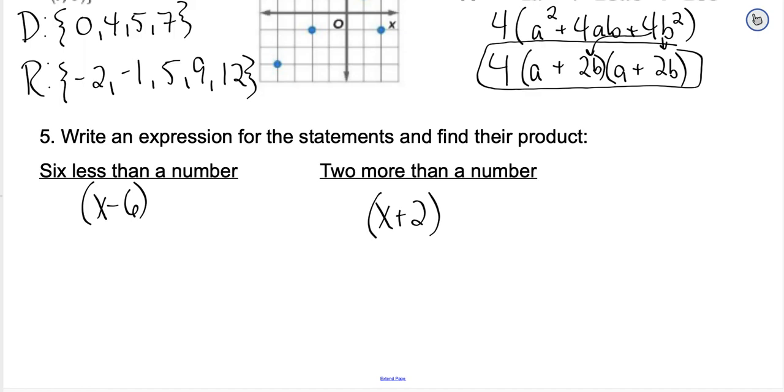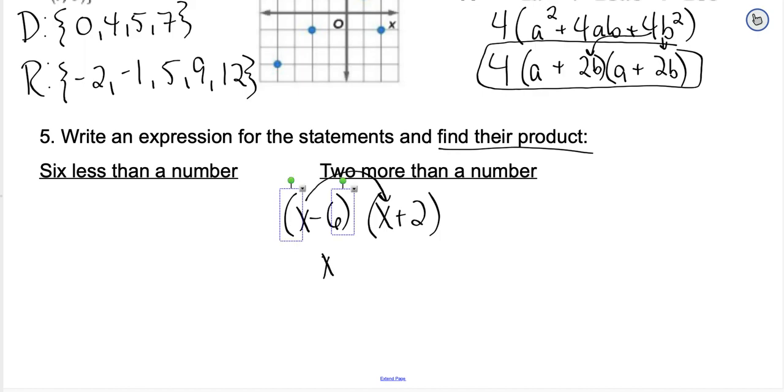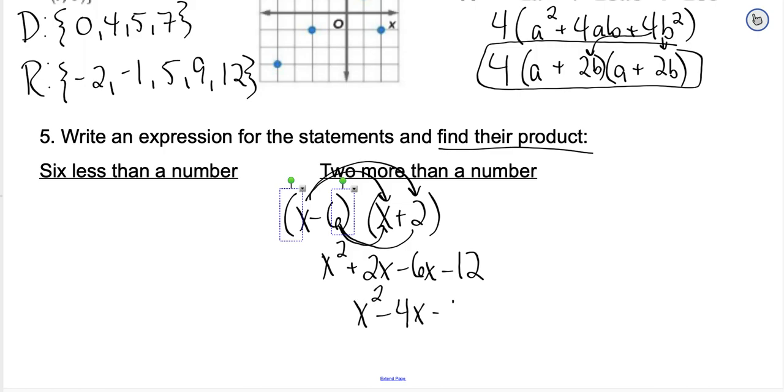That one should be pretty easy. And then find their product. So that means we have to FOIL. Okay, let's put this stuff over here. We're going to FOIL. So FOIL is first x squared, outer, plus 2x, inner, minus 6x, left, minus 12. And then we just combine like terms. So x squared minus 4x minus 12.